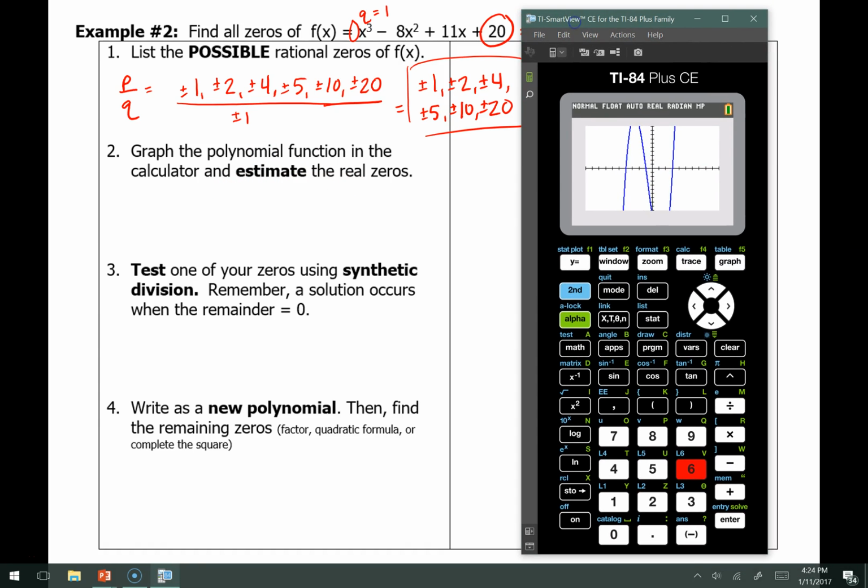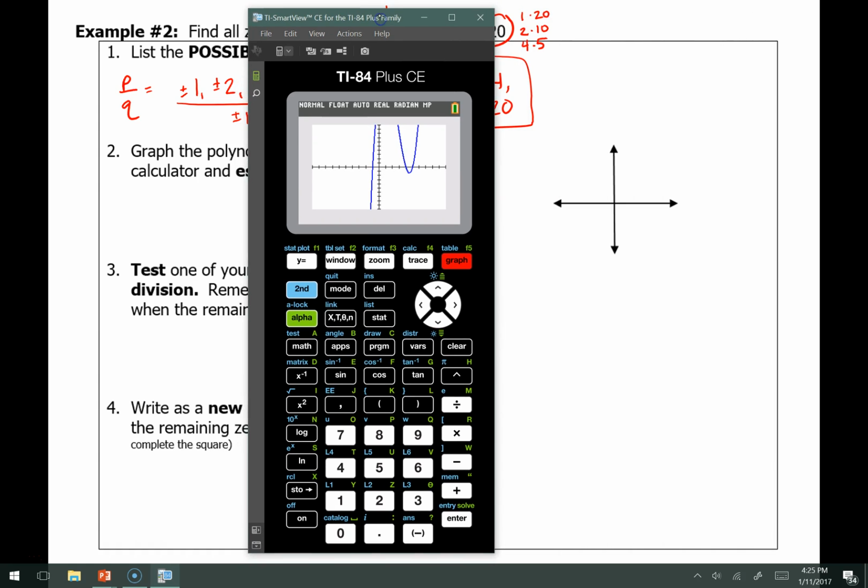So in my calculator, I'm going to go back into the y equals. I'm going to clear out my old problem and put in x raised to the third power minus 8x squared plus 11x plus 20. I'm going to hit graph so I can see a sketch there. Okay, so let's go over here and draw that rough sketch.